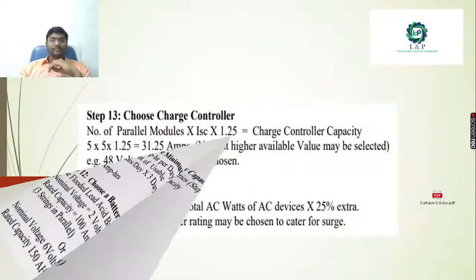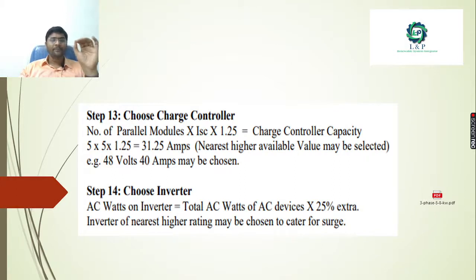Okay, and if you want to choose a charge controller, as we told earlier, it is number of parallel modules into short circuit current into 1.25. Since we already know that the number of parallel modules that we calculated is 5, and short circuit current ISC is 5 amps, and 1.25, the output is 31.25 amps. So rounding off, you can go for a 40 amps rated charge controller. And if you're going to choose an inverter, you need to know the total AC watt of the AC devices into 23%. You will get a value that is the rated inverter that you want to choose.